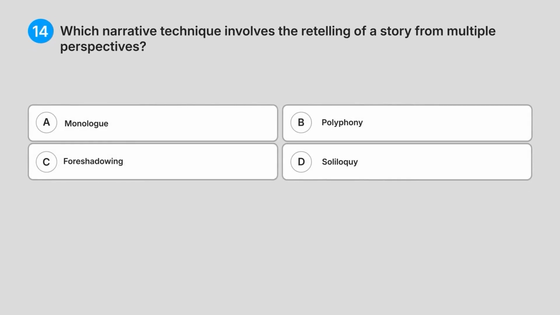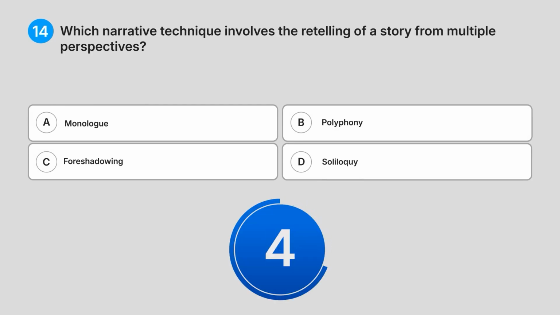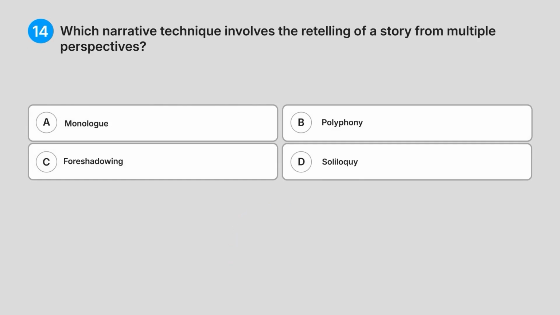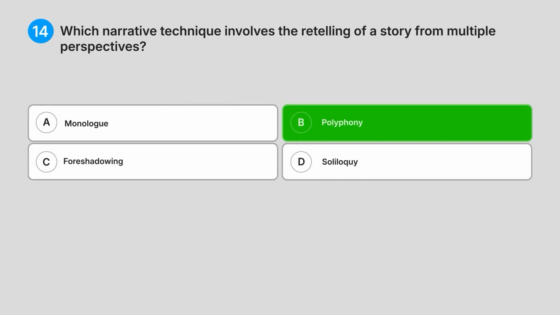14. Which narrative technique involves the retelling of a story from multiple perspectives? A. Monologue. B. Polyphony. C. Foreshadowing. D. Soliloquy. Do you know the answer? Correct answer, B. Polyphony.